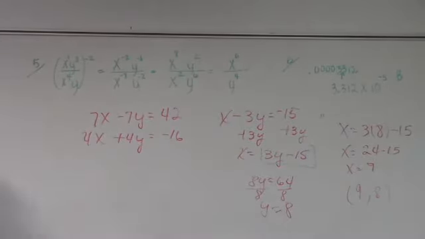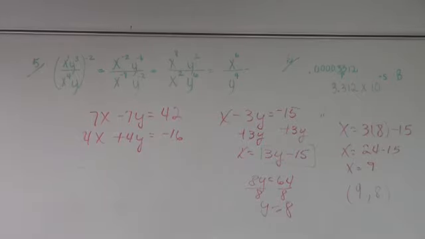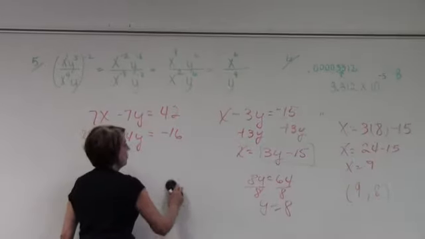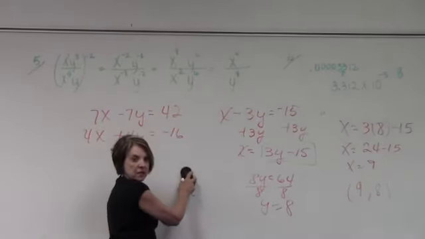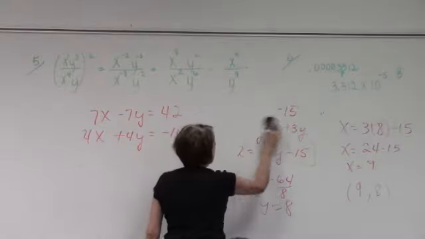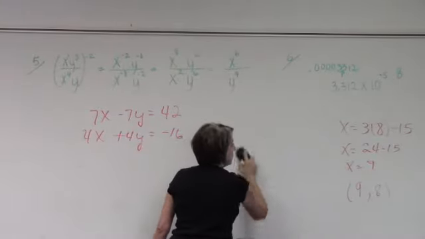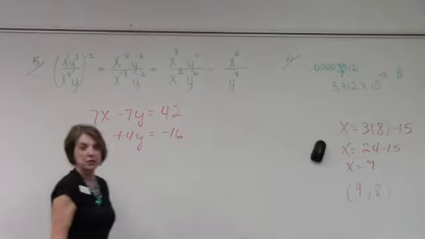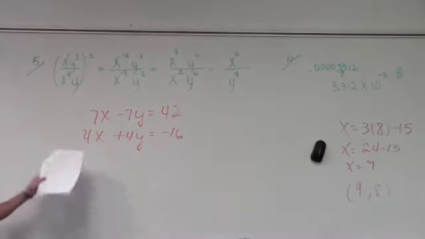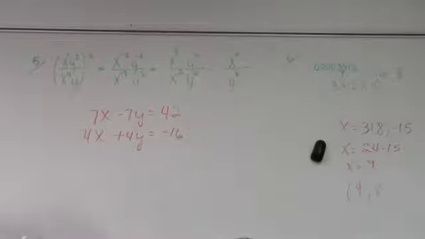Am I going to go ahead and add right now? No. Why not? Because you got to get one of the variables to cancel each other out. When we add, there's something special we want to happen. Can I erase all this? Sure. What do we want to happen when we add? We want one of the variables to add up to zero to cancel out. Right now, nothing would add up to zero.